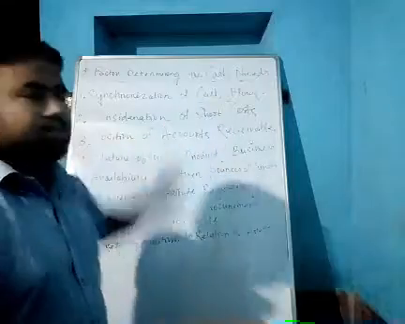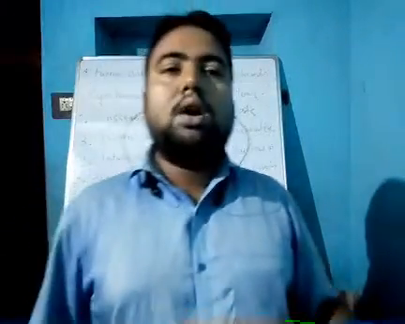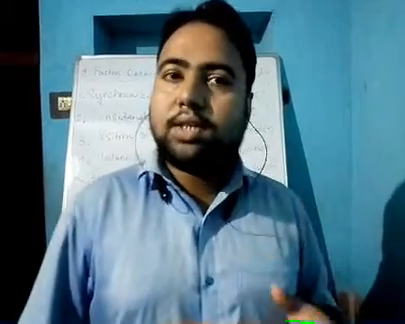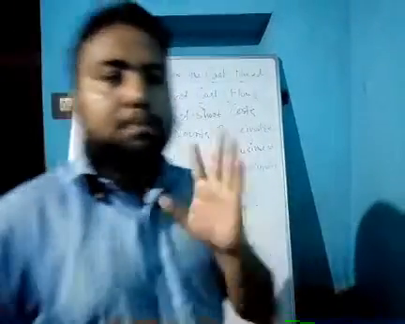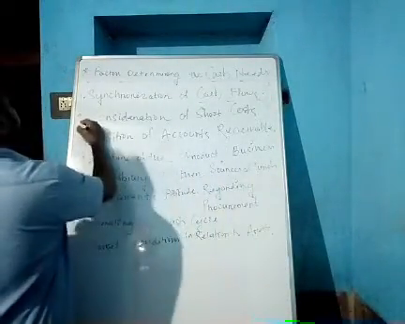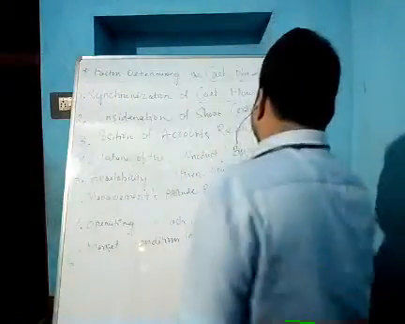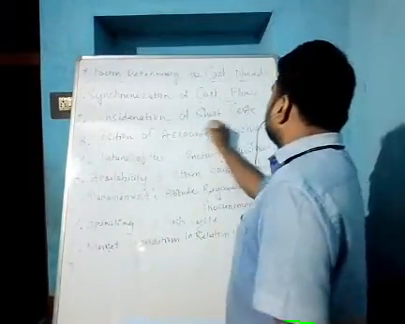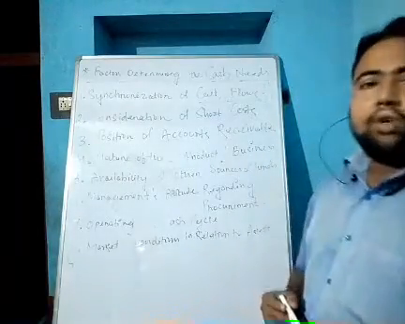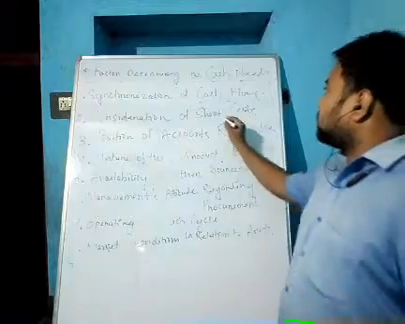So the first point is synchronization of cash flows, which includes management of, or making a proper balance between, the cash inflows as well as the cash outflows. This is all about point number one. Let's move to the second point. Second point, consideration of short costs. There are certain amounts of, as the word says, short costs.